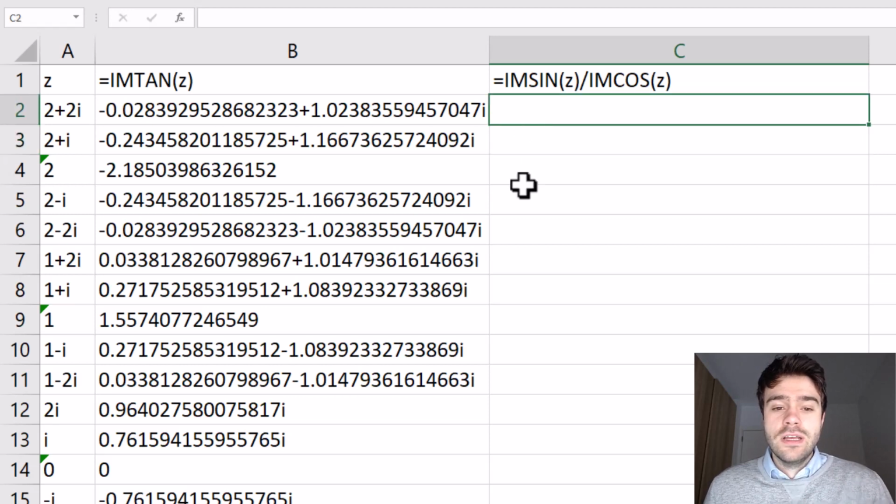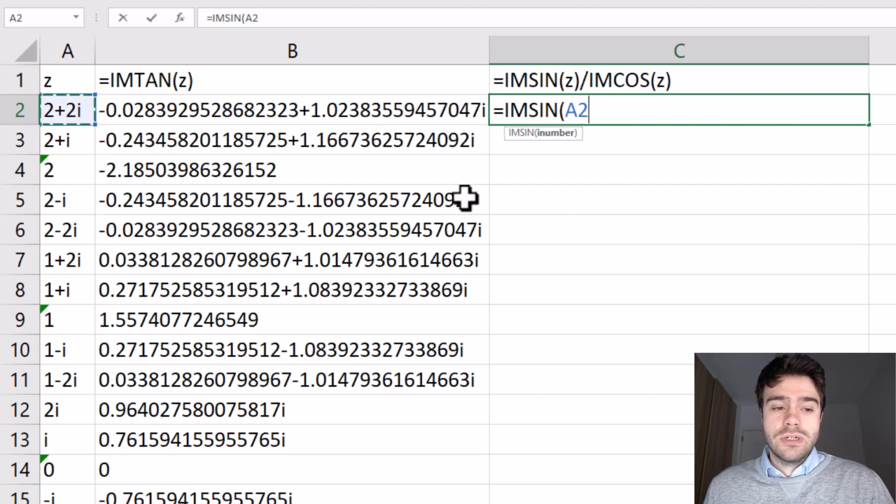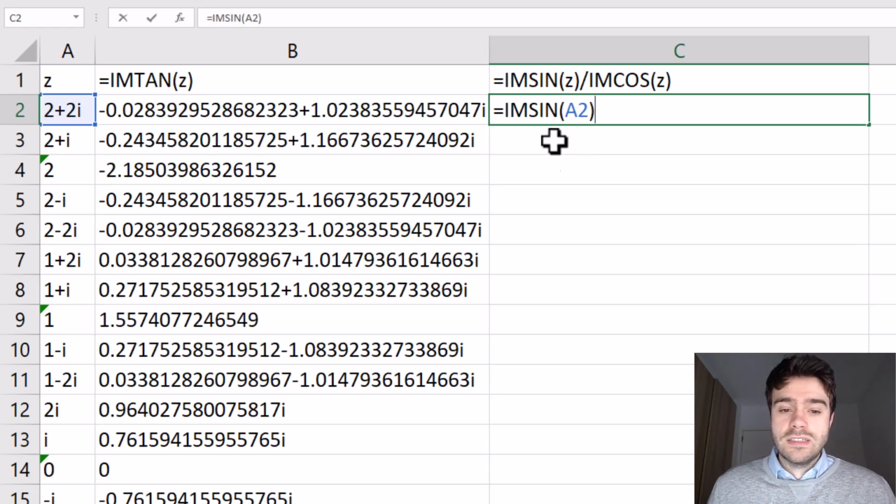Well, let's find out. We can also take the sine of a complex number and then divide this by the cosine of the same complex number. To take the sine of a complex number, we need to use the Excel formula IMSIN. So this will return the sine of a complex number, and we supply it with the complex number. As you can see, my complex number consists of a real and an imaginary part. Do keep in mind that we can indicate i also with a j, so that is often done in electrical engineering. Now I close the parentheses, and now I need to divide this by the cosine of this complex number.